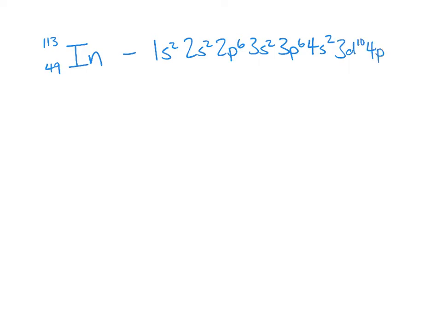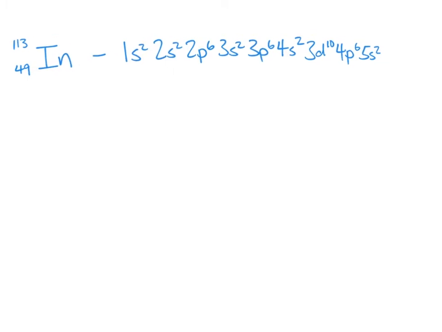The electron configuration for indium is 1s2, 2s2, 2p6, 3s2, 3p6, 4s2, 3d10, 4p6, 5s2. I'm going to have to make it a little bit smaller to keep writing. I'll just scoot it over a little bit. 5s2, 4d10, and 5p1.